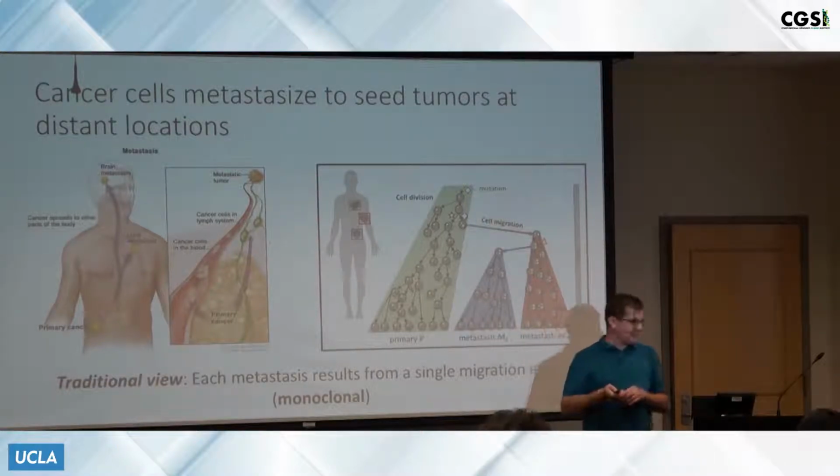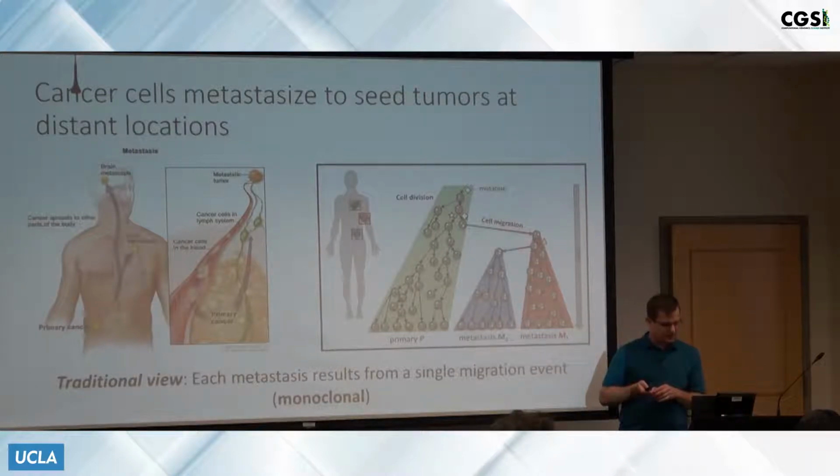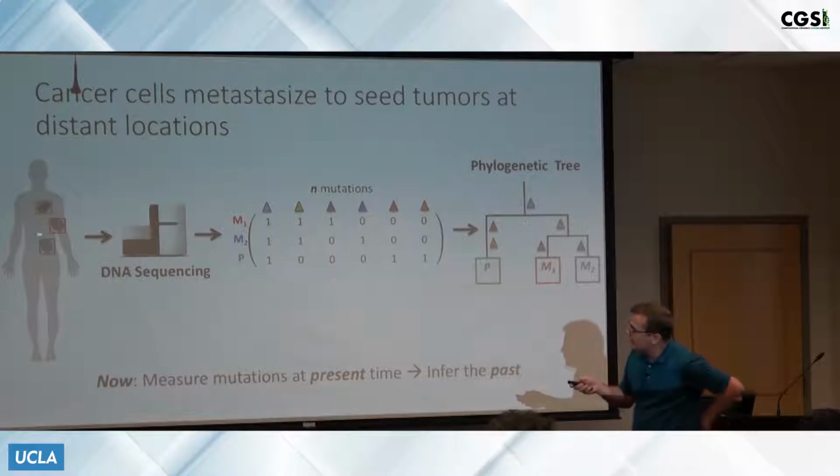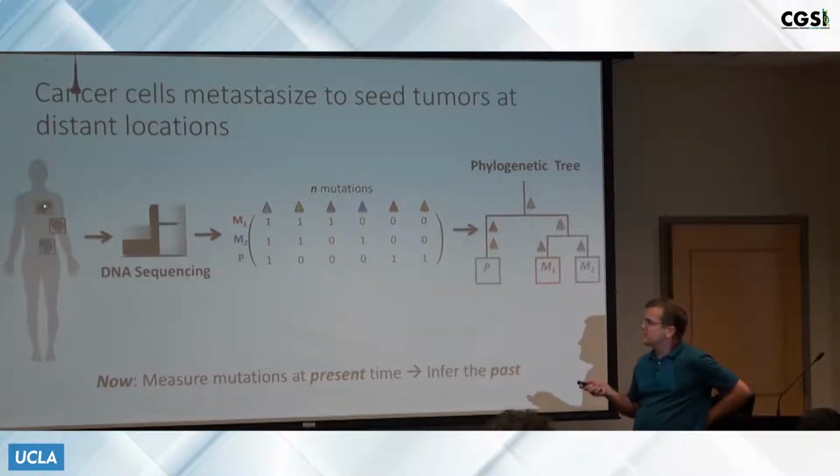But now we could just start to ask this question perhaps directly, because if we're able to, and in some cases we are able to, from a patient, sequence the primary tumor and one or more metastases from that patient. Then we can go measure the mutations, here sort of measured represented abstractly, in each of the samples.